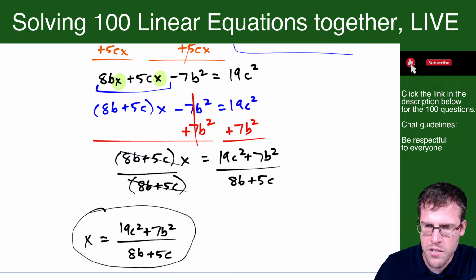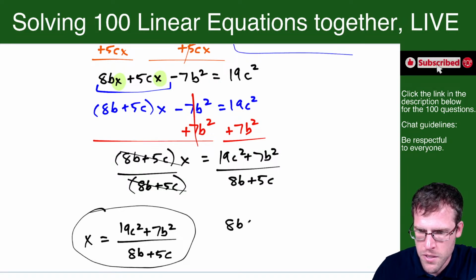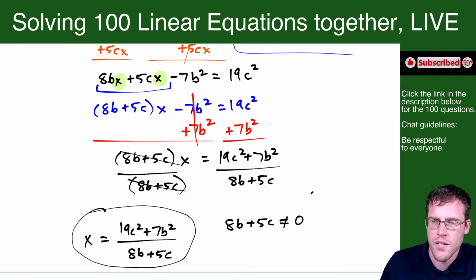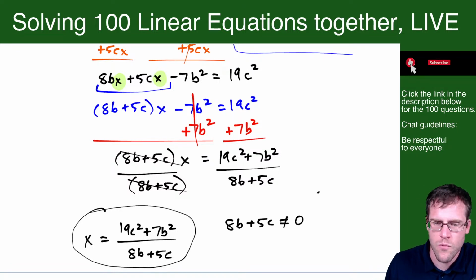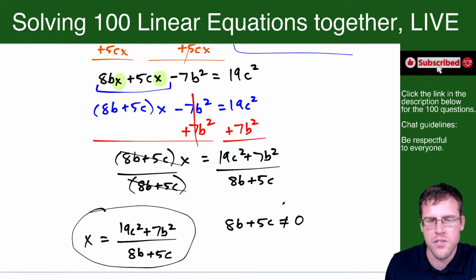Okay, and one thing I'll mention here is that the denominator, the 8b plus 5c, is just non-zero. So that's just one thing to mention: this holds for when the denominator is non-zero.